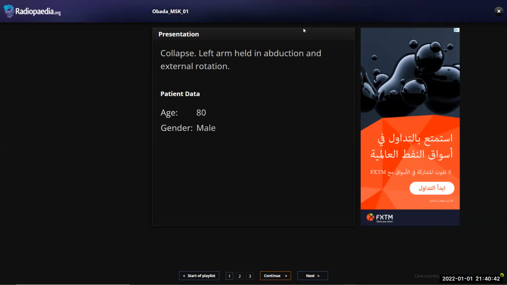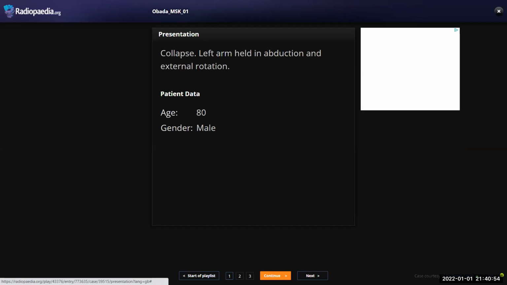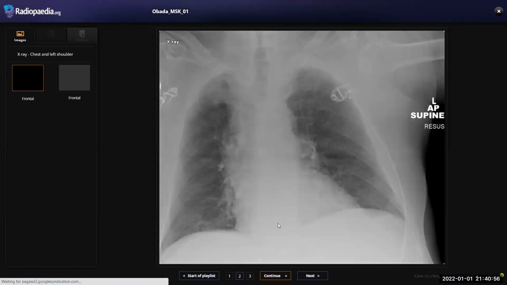Okay, this is a case of collapse, left arm held in abduction and external rotation. Patient's age is 80 years, male. This chest X-ray was done for the collapse of the patient.